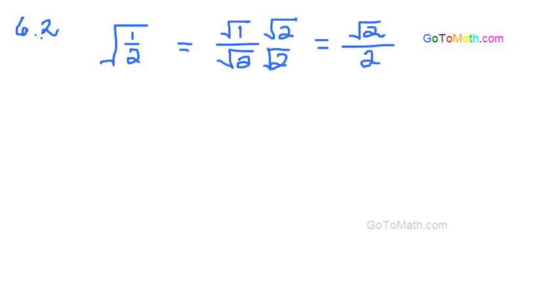So hopefully, I think the problem is actually labeled 6.2, but it should be 6.1. But anyway, so this is what you should have come up with: square root of 2 over 2. Okay.